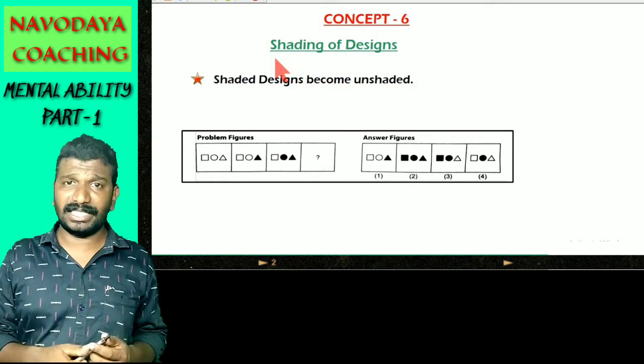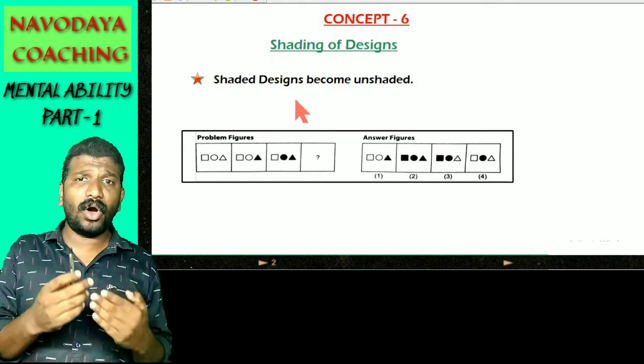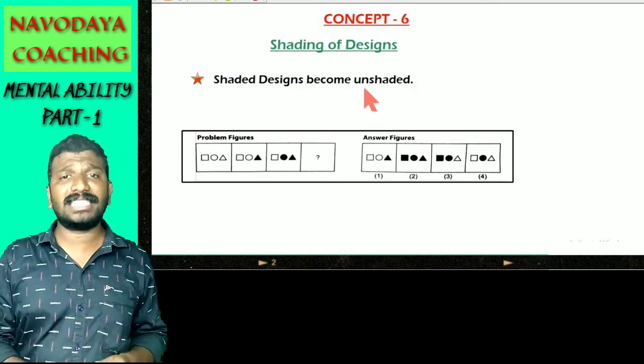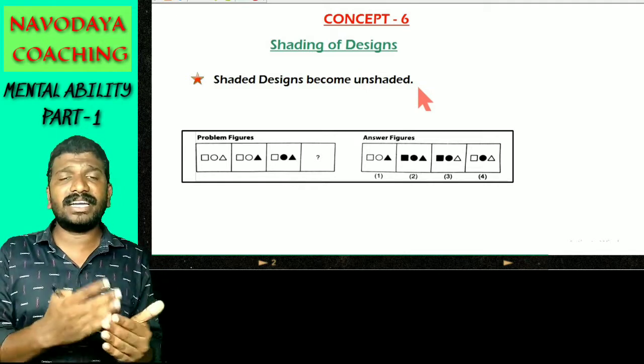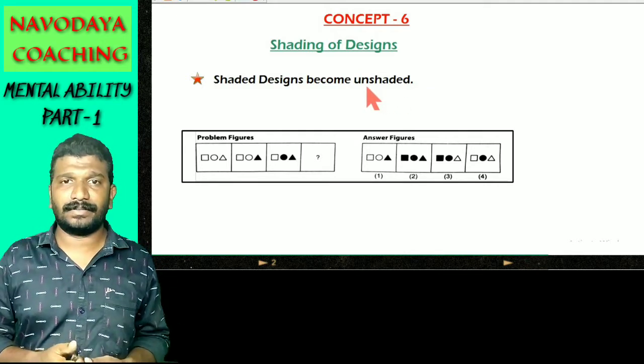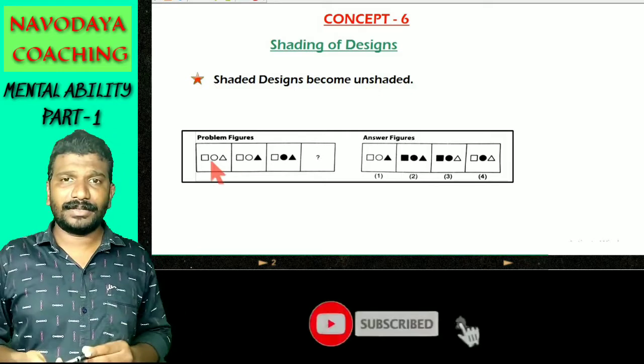Concept number 6. Shading of designs. The shading of the designs sometimes become unshaded. Sometimes unshaded parts will change to shaded designs. Shall we go to the examples?